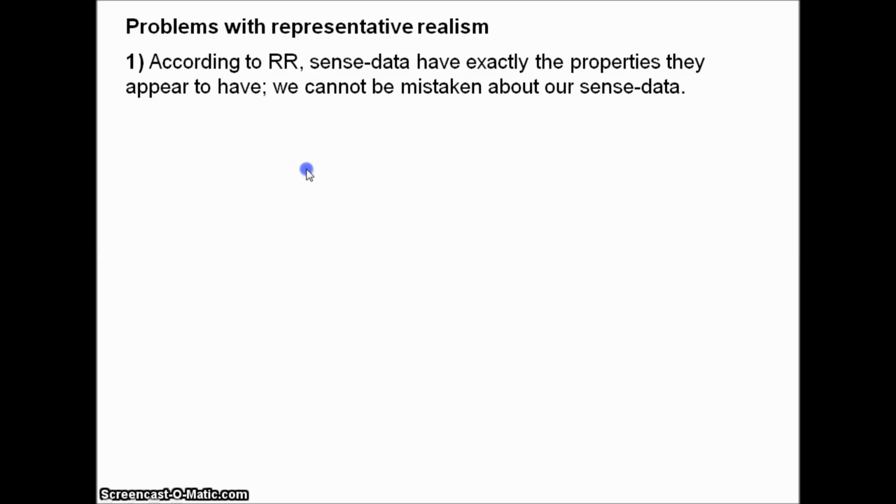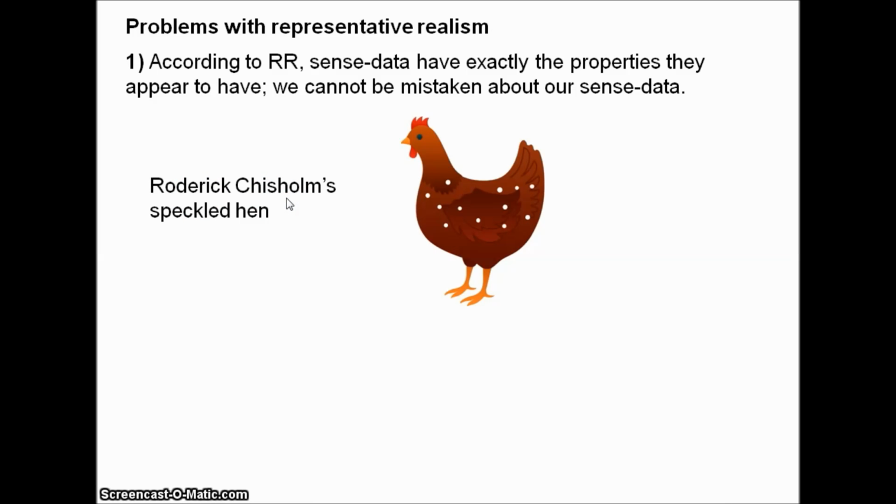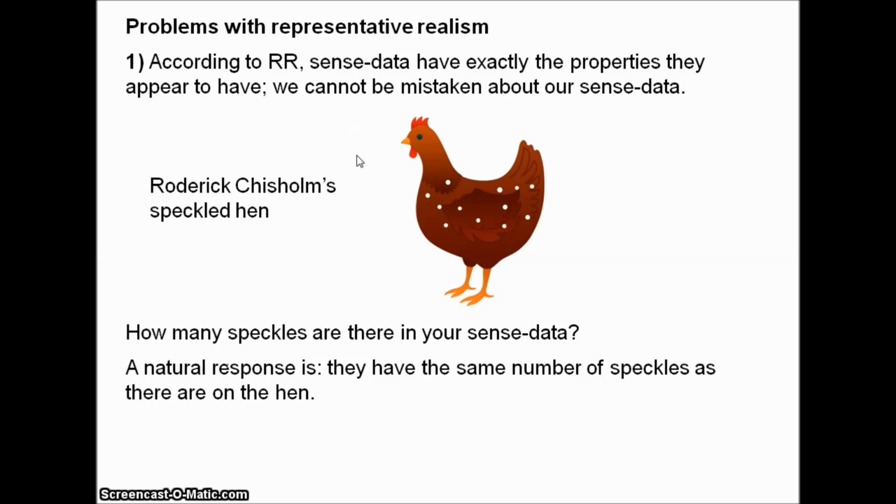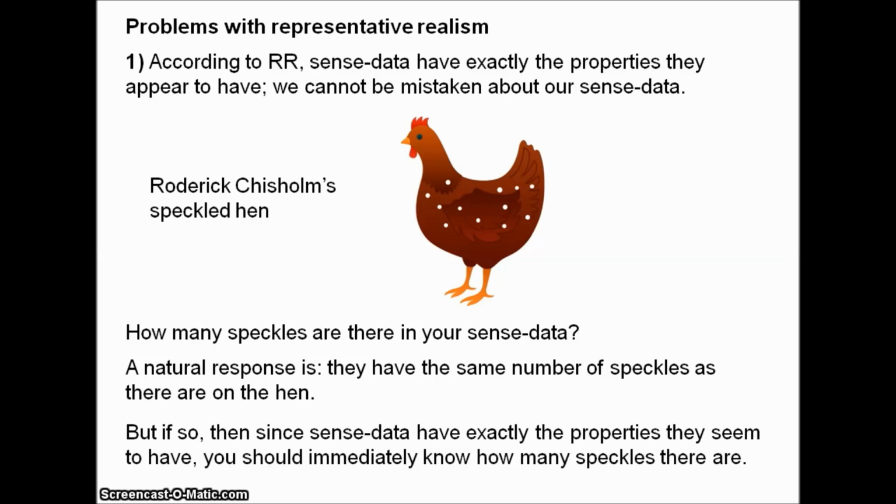Now, Roderick Chisholm's example of looking at a speckled hen poses a problem here. Take this speckled hen. Now, without trying to count, how many speckles does it have? I bet that most of you don't know, without trying to count. So now the question is, how many speckles are there in your sense data? Well, a natural response is that your sense data have the same number of speckles as there are on the hen. But if this is the case, then since sense data have exactly the properties they seem to have, you should immediately know how many speckles there are. But we don't. The most we can say is more than 10 and less than 15. I mean, that's my intuitive reaction to that. Maybe yours is different, but you don't immediately know, without trying to count, how many speckles there are on that hen.